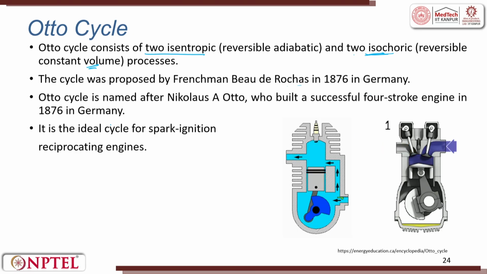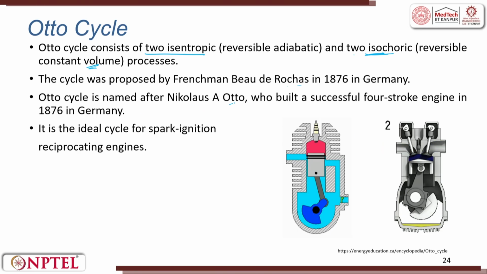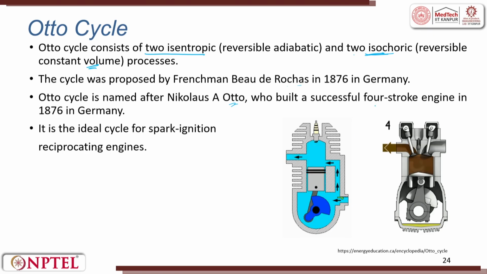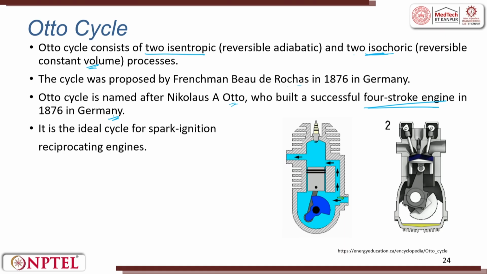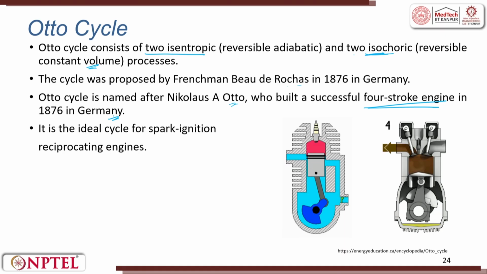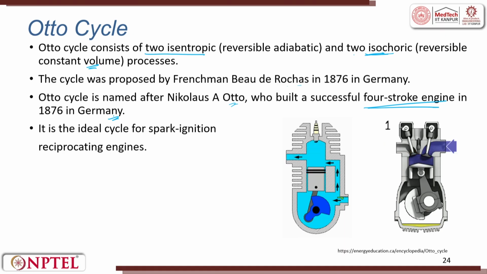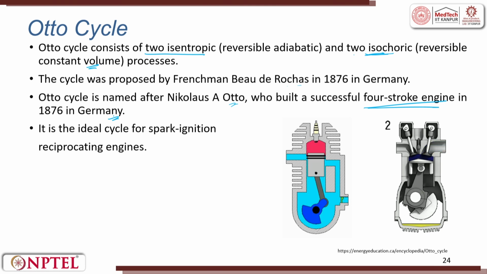The Otto cycle came from Nicholas A. Otto, who built a successful 4-stroke engine in 1876 in Germany. It is an ideal cycle for spark ignition.